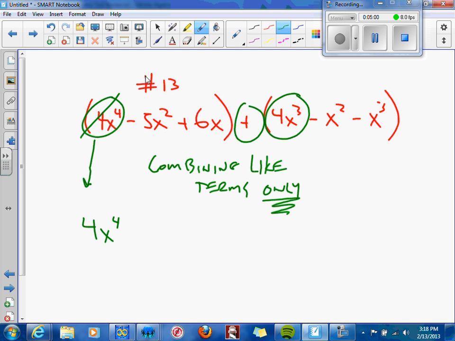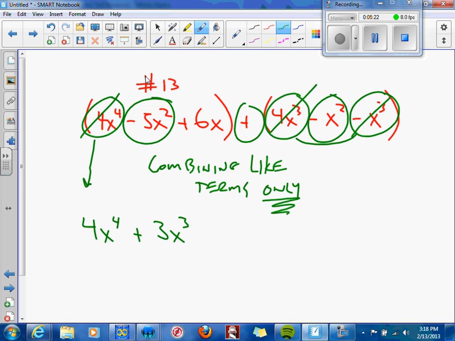Yes. In fact, inside the parentheses, if you read that correctly, is like terms right here. They come together and they make a what? 3x cubed, baby. Next, square terms. I have negative 5x squared and negative x squared. They come together and they make negative 6x squared. And then all that's left is positive 6x.